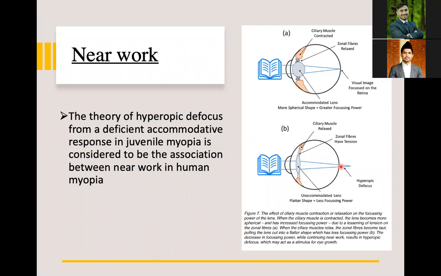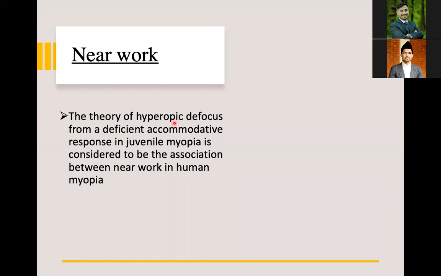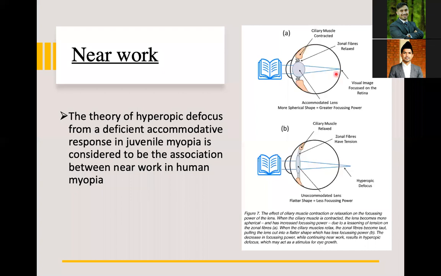The theory of hyperopic defocus comes from a deficient, meaning a lack of, accommodative response in juvenile myopia. Juvenile myopia means new onset myopia, which is considered to be the association between near work and human myopia. We can see in photograph A, if a person is reading a near work, accommodation occurs, which allows a sharp, focused image on the retina. And after prolonged reading, what happens?